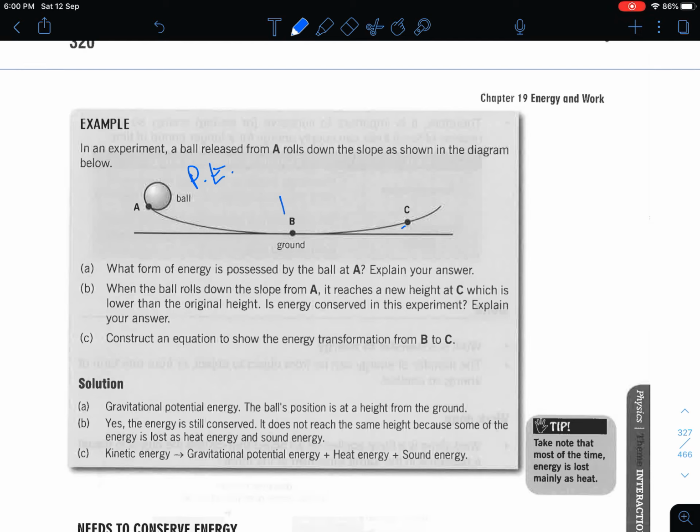So here you have kinetic energy, and slowly at C, your kinetic energy is converting back to gravitational potential energy. However, you see that C doesn't go as high as your original A. It's because along the way, when kinetic energy is converted to potential energy, there is energy that is lost in the form of heat and maybe sound. So this kinetic energy is not converted to potential energy in full, but some can escape as heat and sound.